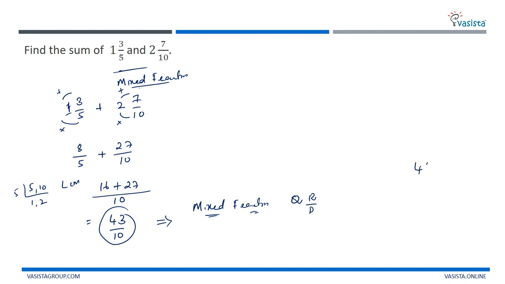Now divide 43 by 10. 10 fours are 40, remainder 3. What is Q here? This is Q, that is the quotient. Quotient is 4, the remainder is 3, and the divisor is 10. So 4 3/10 is the answer.